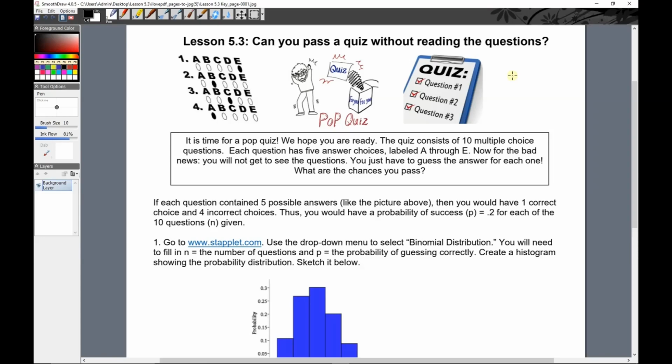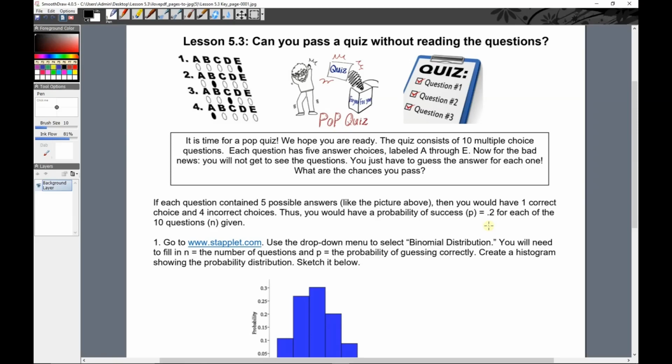Well, passing would be 7 out of 10. That's going to be really remote. What would be even more remote is to get a perfect paper on it, which would be all 10 out of 10. But we're going to see these things. So if each question contained 5 possible answers, then you would have 1 correct choice and 4 incorrect choices. So that's 1 out of 5. The probability of success, which they have right here, is 0.2. That's 1 is 20% of 5, or 2 is 20% of 10. 2 over 10 reduces to 1 out of 5.